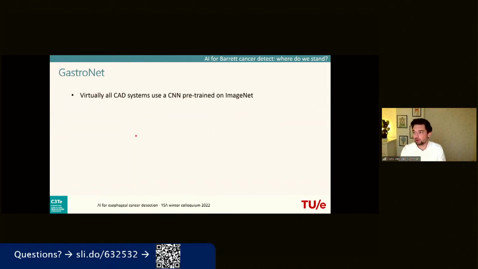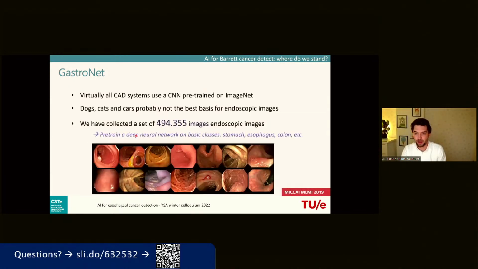So if you have a look around, you can see that virtually all of these systems use convolutional neural networks. That's a deep learning architecture pre-trained on ImageNet, so on natural objects. And we figured that dogs and cats and cars are probably not the best basis for endoscopic images. So if we want to do esophageal cancer detection working with endoscopy images, probably we can use endoscopy images for that rather than dogs, cats, and cars. So what we did is we collected a very large set of endoscopic images, but we didn't have labels. So we had to train this in an unsupervised way.